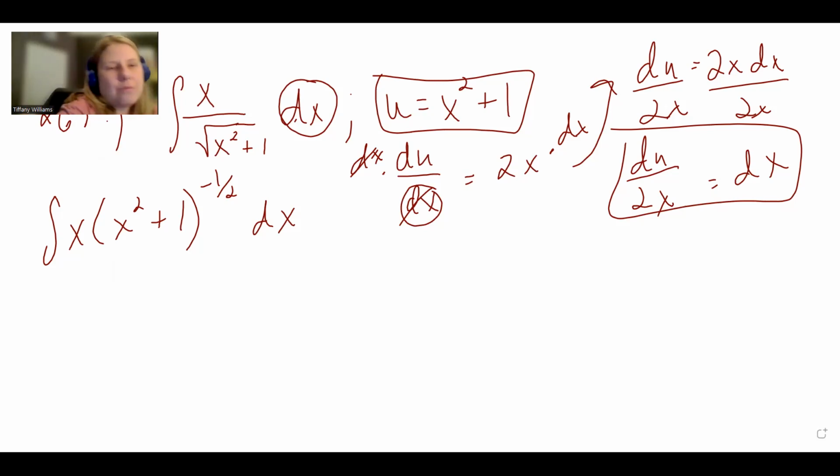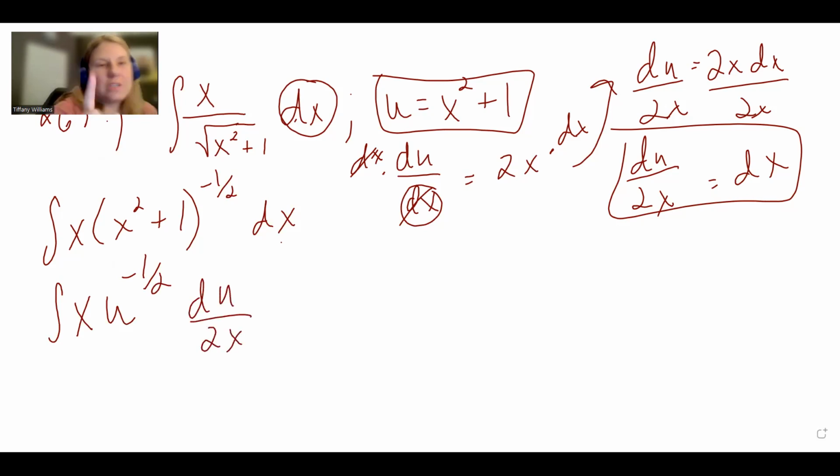And now I'm going to replace my stuff with u's and du's. So I don't have a replacement for x. So the x is going to stay. But this x squared plus 1 in parentheses is now going to be u to the negative 1/2. And my dx is going to be replaced with du over 2x. Now, watch how cool this is. If you've done this correctly, everything that's going to be an issue should cancel out.